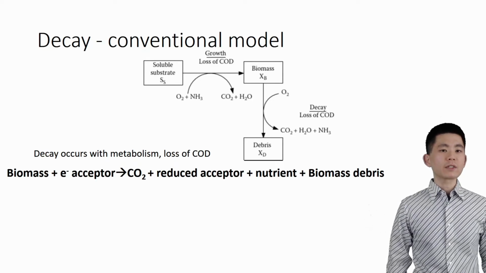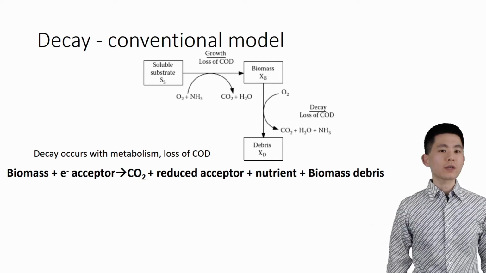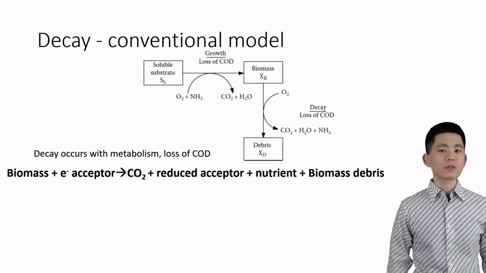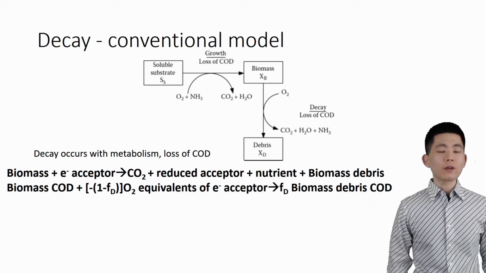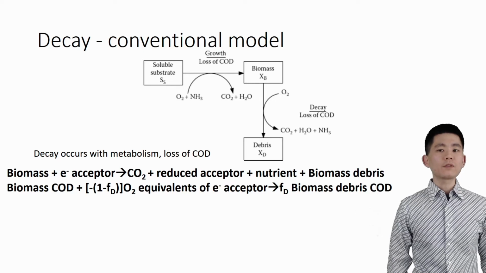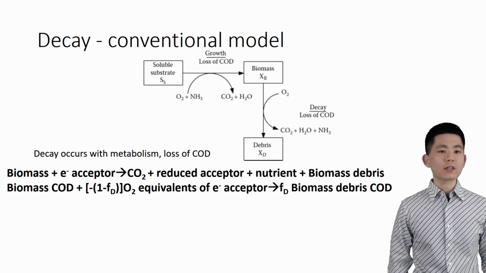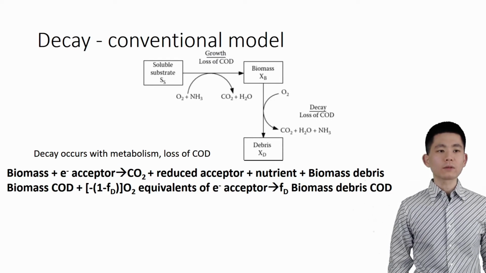This is a reaction describing the traditional model. Biomass reacts with electron acceptor, which can be oxygen, to form CO2, reduced acceptor, which can be water if oxygen is the electron acceptor, nutrient, and biomass debris. We can write the stoichiometric balance of this reaction in COD. FD is the fraction of active biomass electron that goes to debris. You can recall the similarity of this to the biomass growth model.